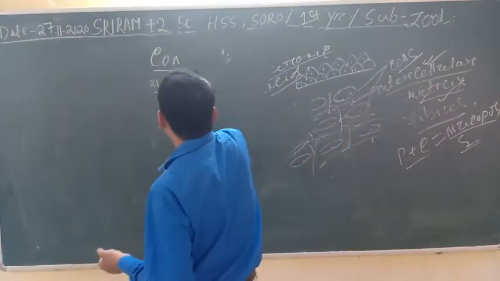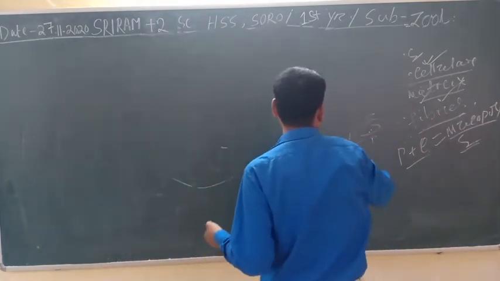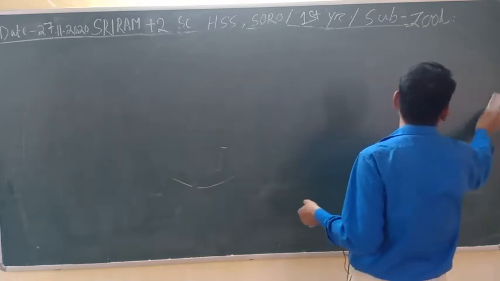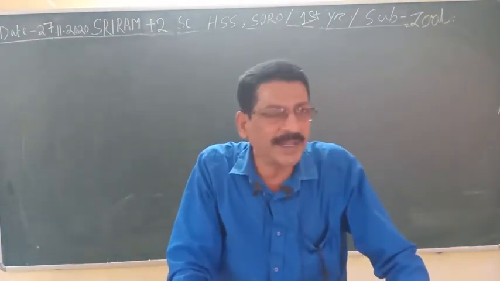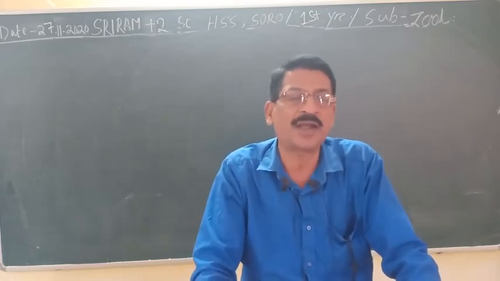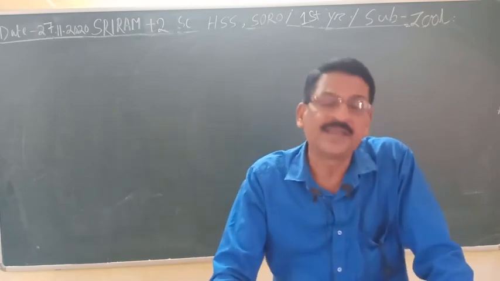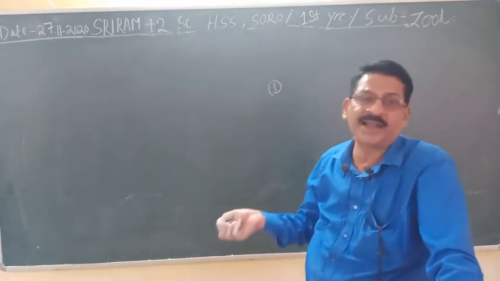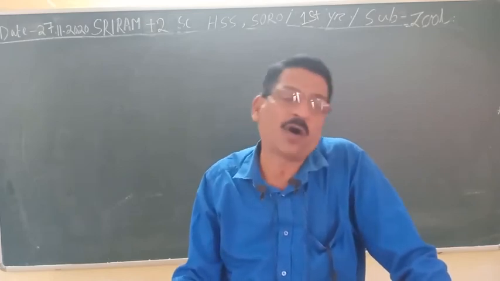Then you come to the characteristics of the connective tissue. Then you come to the function of the connective tissue. The function of the connective tissue is connecting or binding different parts, different organs or different tissues to form the organs. This first one is called binding. It helps to bind the different tissues to form an organ, and different organs to form the organism.